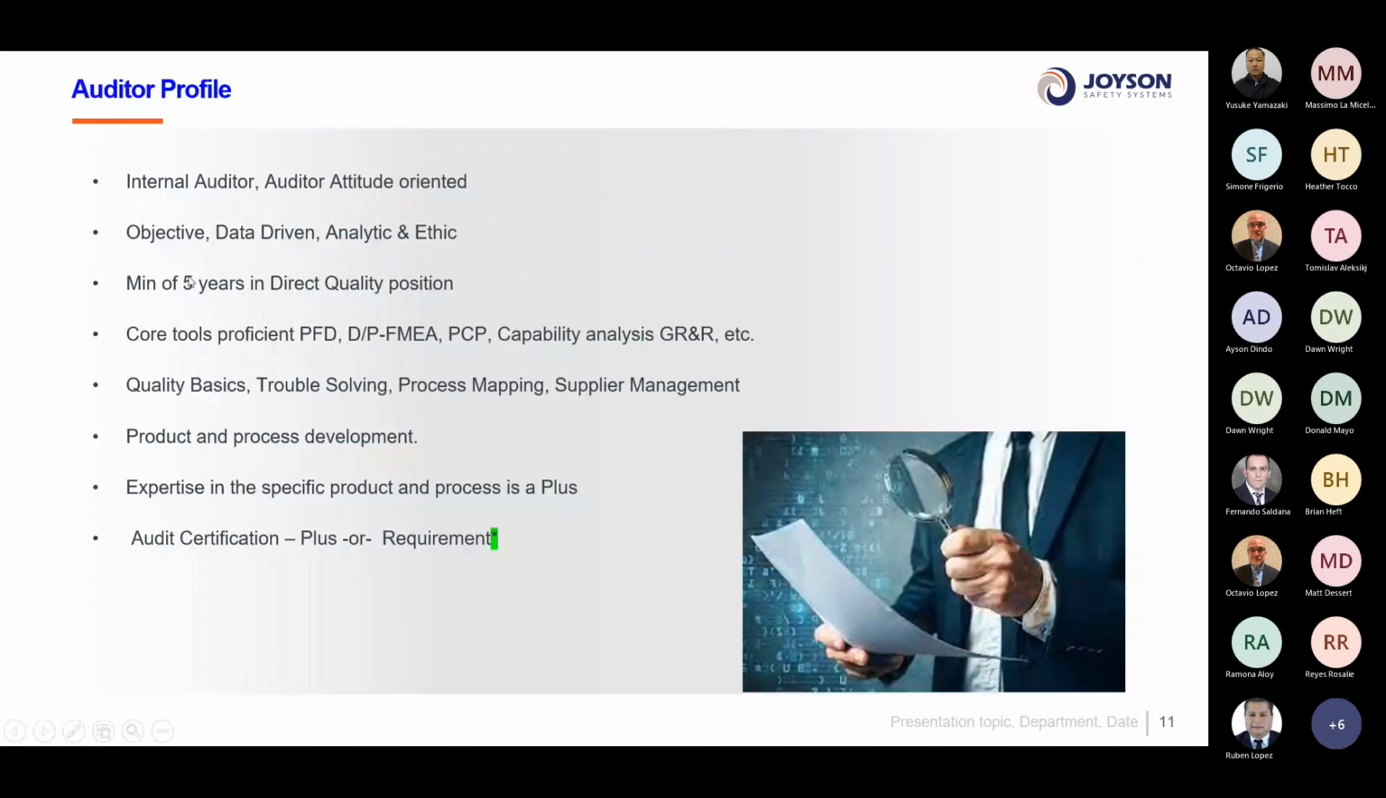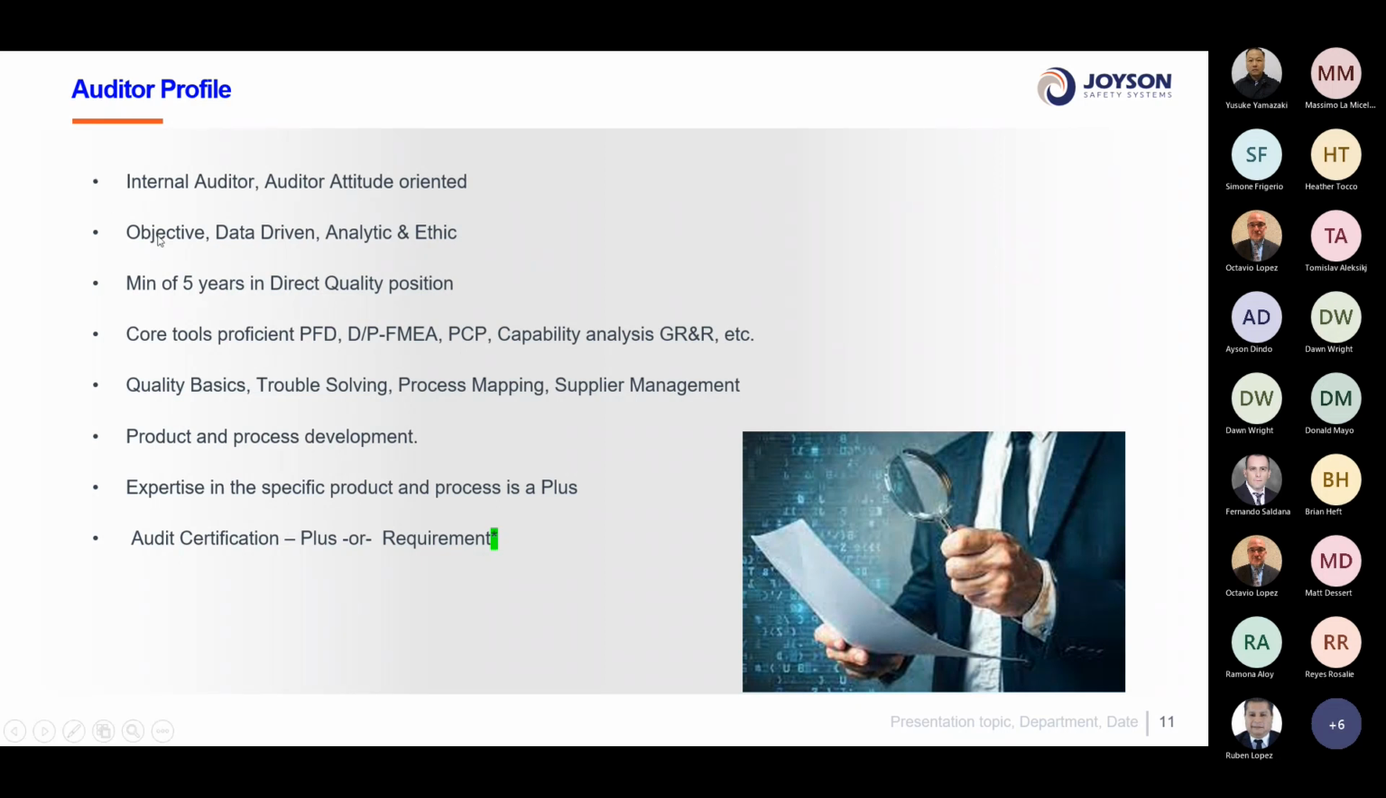Auditor profile. Ideally, we're putting here the requirements to be able to have a successful audit, but sometimes something close enough could make it work, okay? So ideally, for performing as a VDA auditor, you have to be an internal auditor and have gone through audits before, like a host, and also be the auditor internally in your company. So we need that auditor attitude oriented.